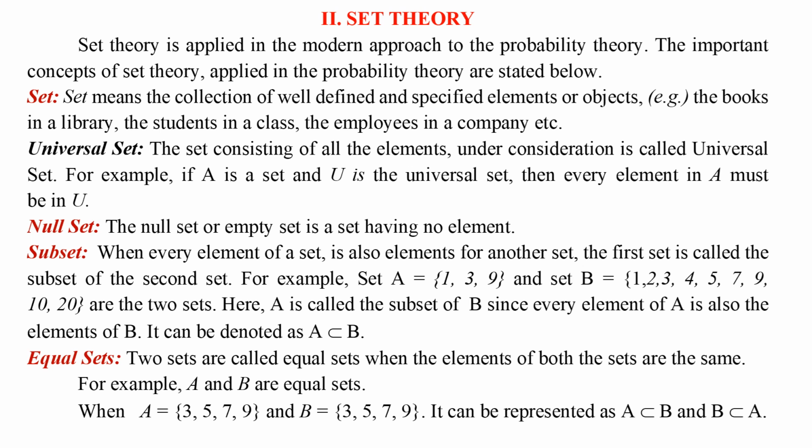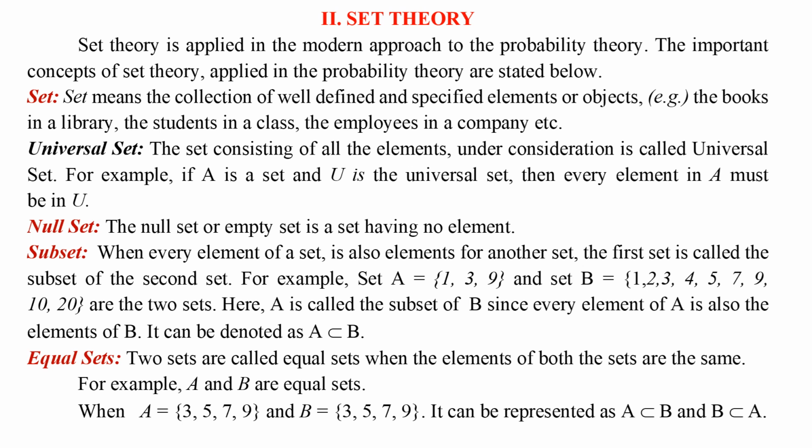Set. Set means the collection of well-defined and specified elements or objects, e.g., the books in a library, the students in a class, the employees in a company, etc. Universal set. The set consisting of all the elements under consideration is called the universal set. For example, if A is a set and U is the universal set, then every element in A must be in U. Null set. The null set or empty set is a set having no element.